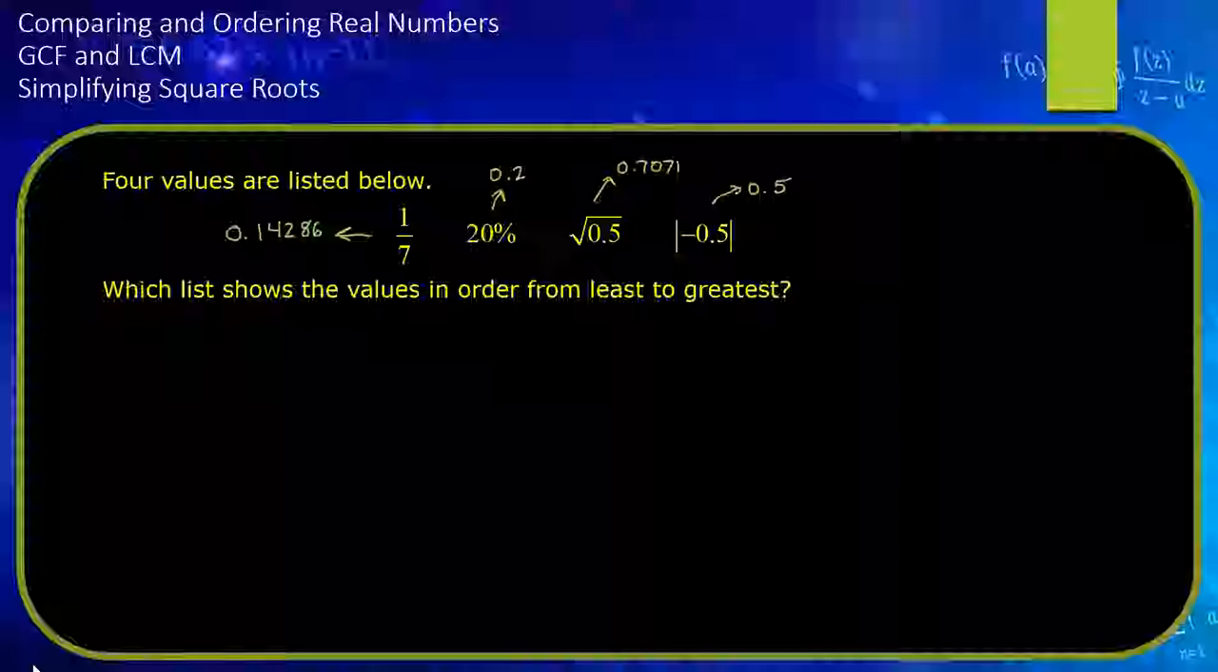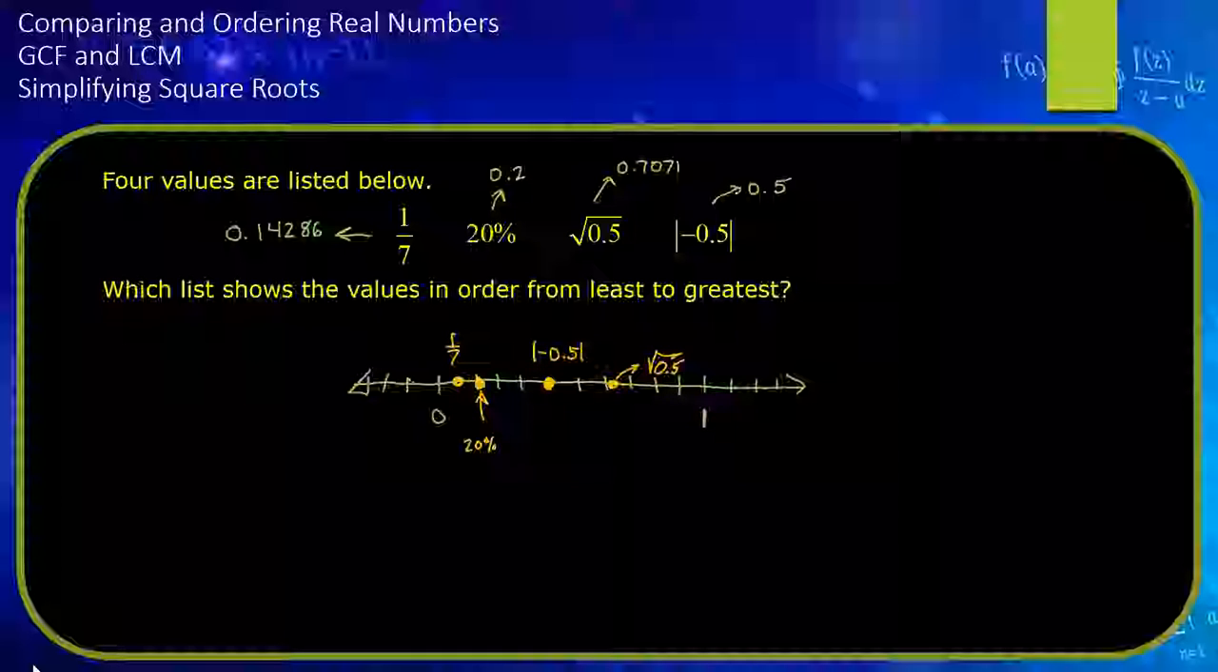And as you can see, looking at a number line, the 1/7, which is 0.14286, is the smallest of these. The 20%, or 0.2, is next in line. The absolute value of negative 0.5, which is 0.5, is next. And then, of course, the square root of 0.5, which is 0.7071, is the biggest of these four. So basically, from least to greatest, that is the order. Try another one like it.